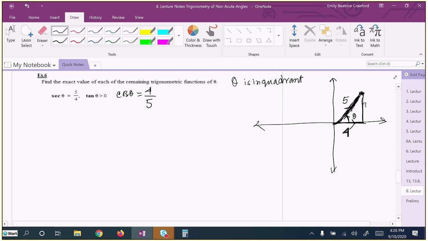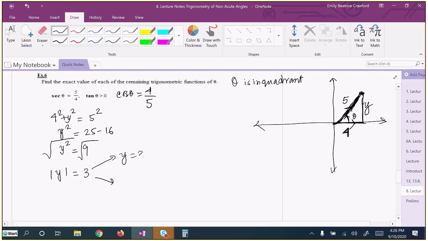Hypotenuse is 5. We're going to find out the y coordinate. So this time 4 square plus y square is equal to 5 square. Similar calculation as the last one. So y square is 25 minus 16. So y square equal to 9. Take square root. Do not forget your absolute value equal to 3. Two solutions. y is 3 or y is negative 3. This time I choose y equal to positive 3 because I'm in the first quadrant. So the point that I'm interested in is 4 comma 3.